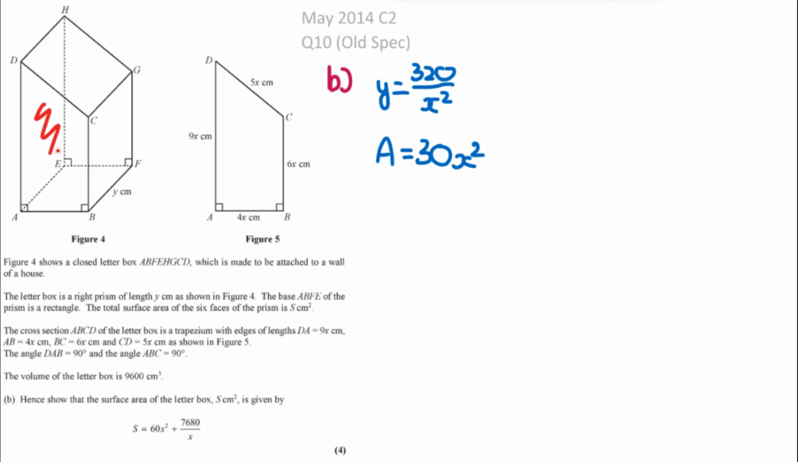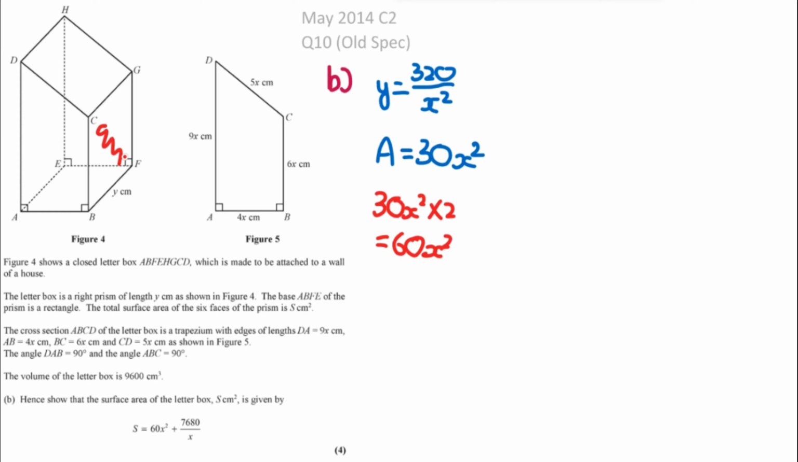Well, we already know the area of two of the faces because we figured it out before, the area of these two trapeziums here, because we figured out the area of this as 30x squared. So therefore this is going to be 30x squared times 2, which is equal to 60x squared. So now we just need to figure out the areas of all of the other four sides. Okay, so let's do it one by one.